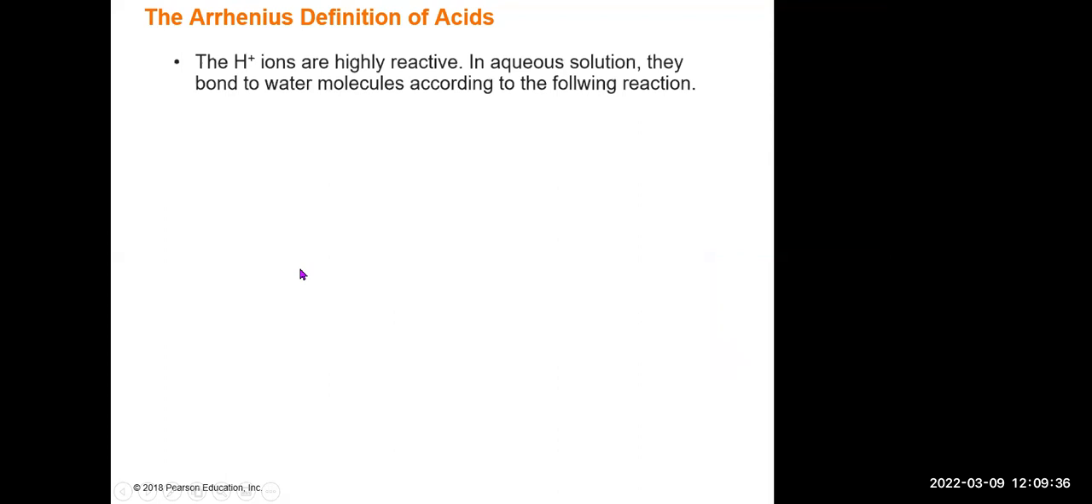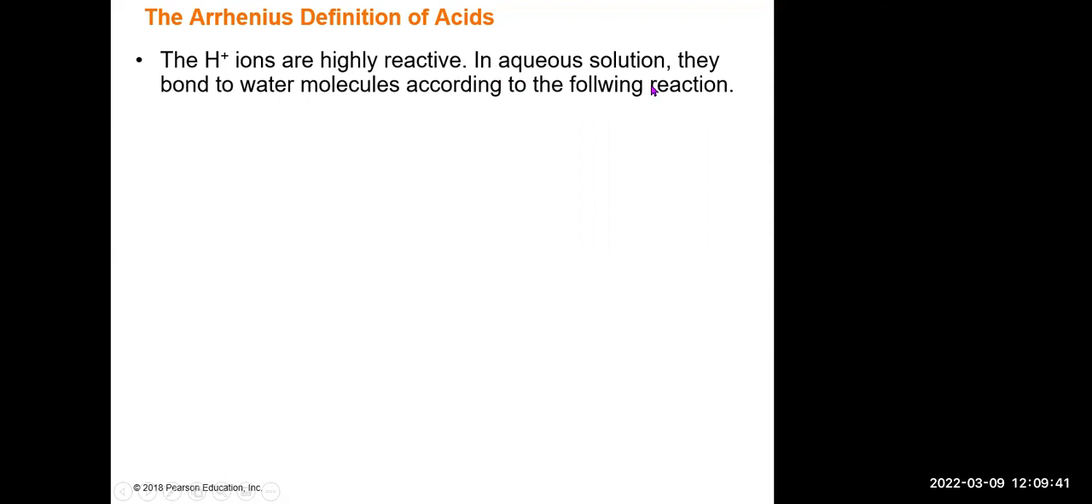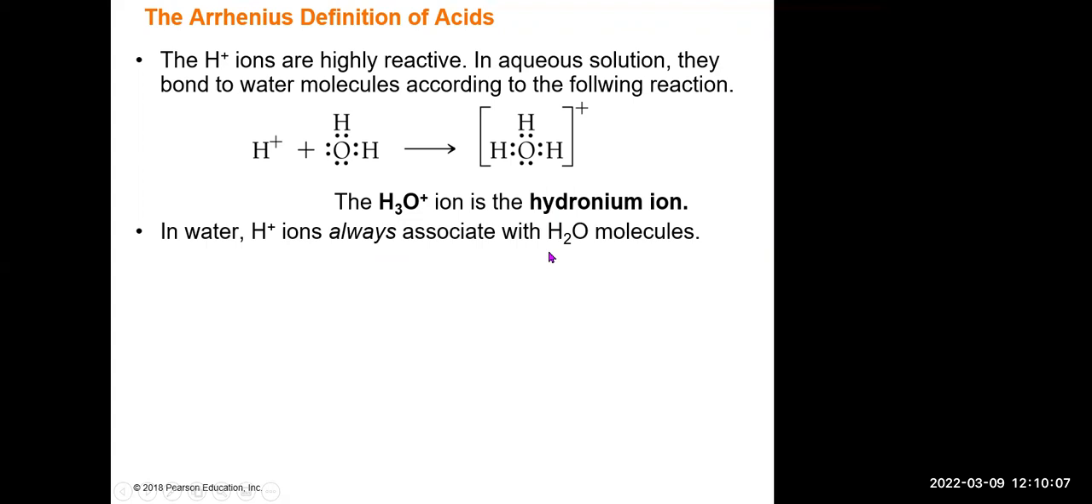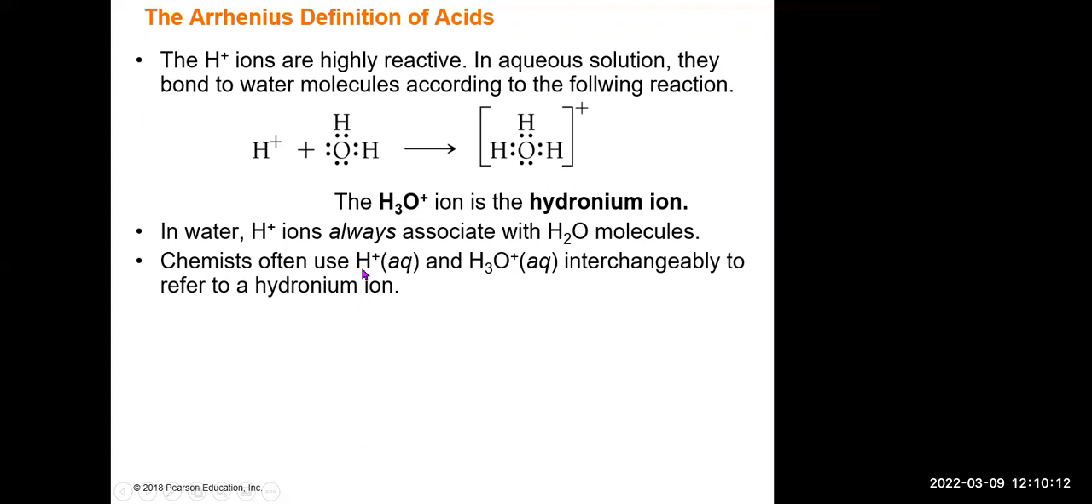The H plus ions are highly reactive. In aqueous solution, they bond to water molecules according to the following reaction. So H plus plus H2O, which is a water molecule, produces H3O plus. So the H3O plus is named the hydronium ion. In water, H plus ion always associates with H2O molecules. Chemists often use H plus (aq) and H3O plus (aq) interchangeably to refer to a hydronium ion.